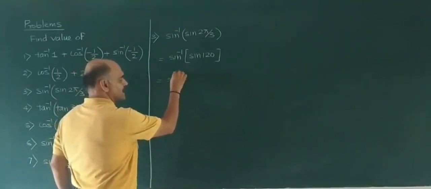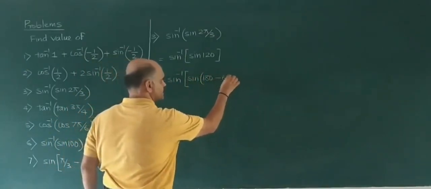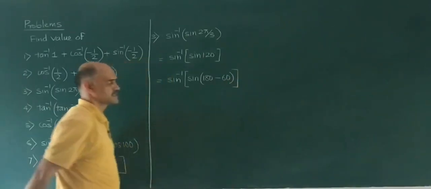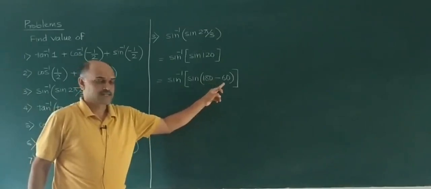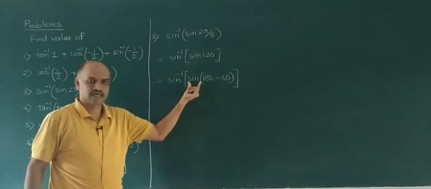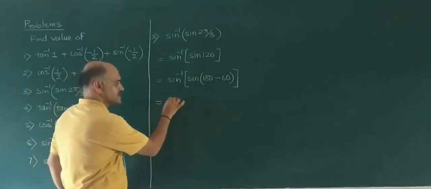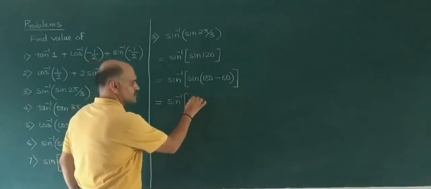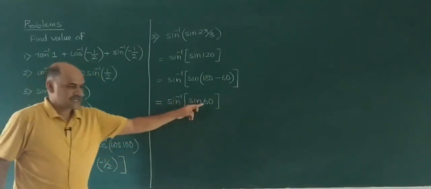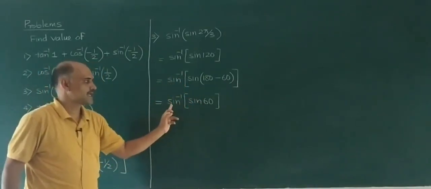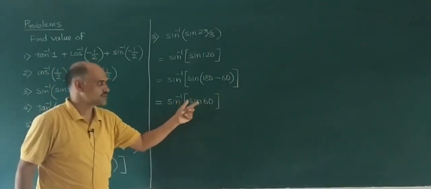So 120 I can write as sine of 180 minus 60. So 180 minus theta means it is in the second quadrant. In the second quadrant sine is positive. So sine of 180 minus 60 will be sine 60. So this is sine inverse of sine 60 degree. Now this angle has come less than 90. So directly you can cancel this. Else you substitute the value of sine 60, root 3 by 2.